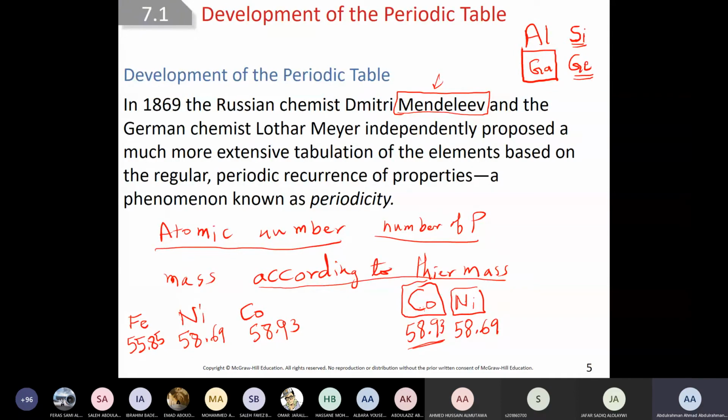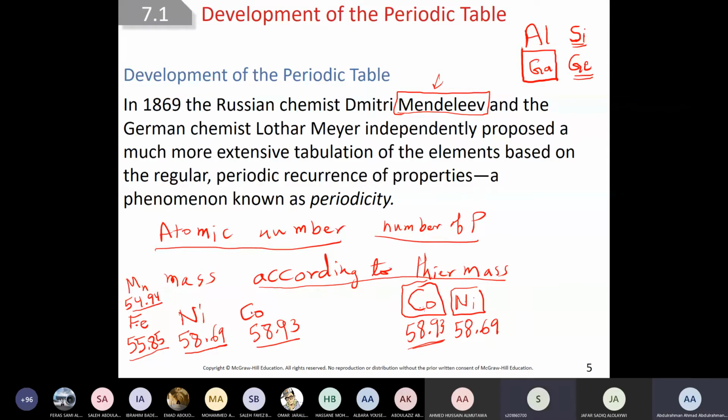Let's put one more term. Mn, manganese. What's the mass? 54.94. So as you go from manganese to iron to nickel to cobalt, look at the mass. What's happening to the mass? 54.94, 55.85, 58.69, 58.93. So nickel should come before cobalt according to the mass, because as you go across, the mass is increasing. Is this clear?